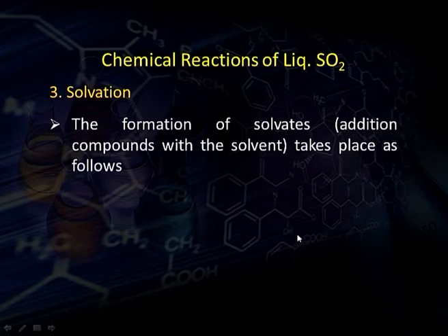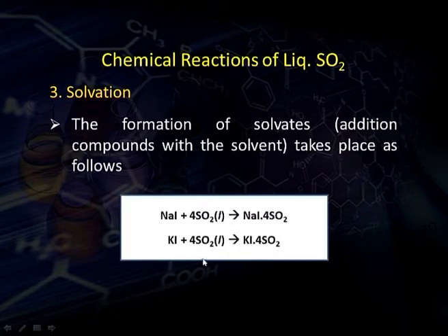Solvation. Solvation is basically what happens when the solvent molecules surround the solute molecule to form an addition compound. These are called solvates, like in the case of water we have hydrates. So, liquid SO2 also forms solvates. The formation of solvates, that is addition compounds, takes place as follows. We have sodium iodide as an example here, it reacts with SO2, which is the solvent molecule. Here the addition compound formed is NaI.4SO2. Similarly, with potassium iodide, it forms KI.4SO2.